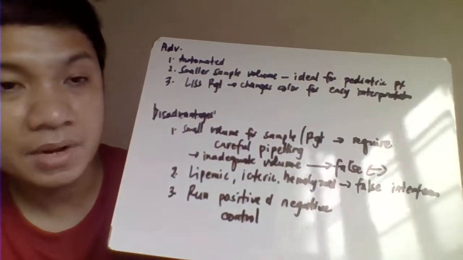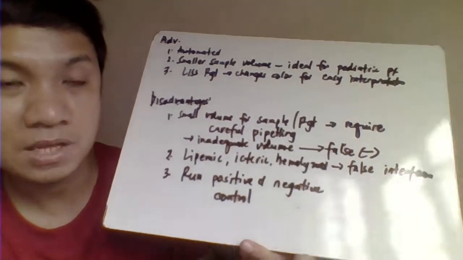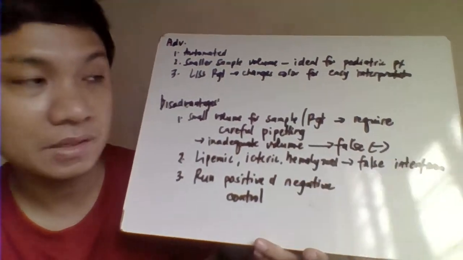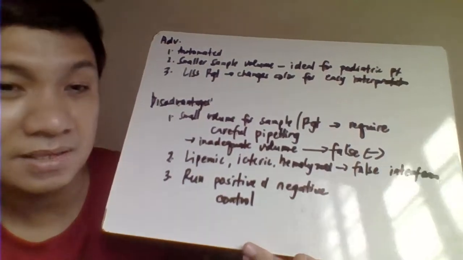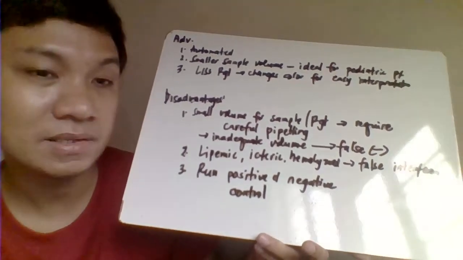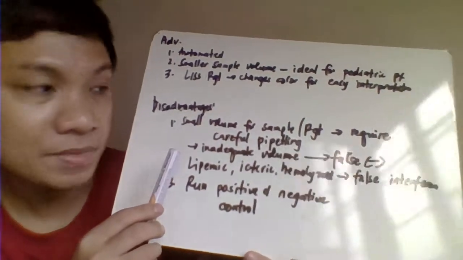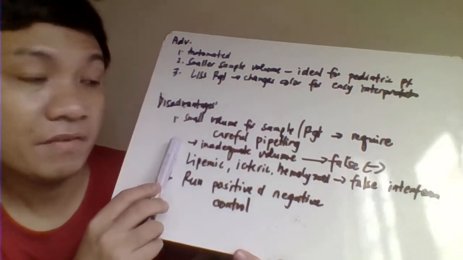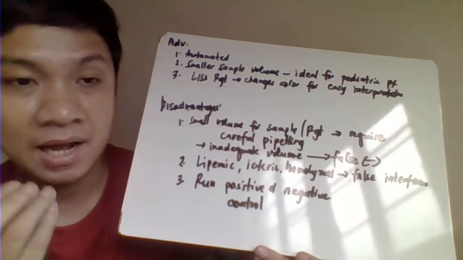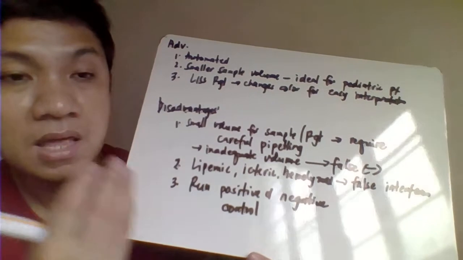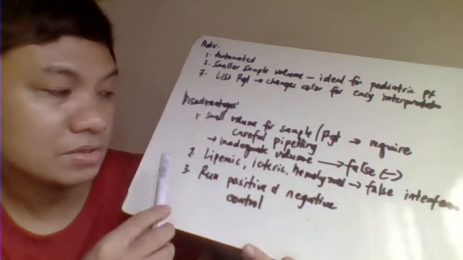Another one, LISS reagent indicator cells natin, nag-change ng color that would allow us easy interpretation of the result. Disadvantages, since microvolume ito, mahirap mag-pipette, just need to be trained. You need to have the skills in performing the pipetting technique. Inadequate volume natin would eventually result in a false negative reaction. So, make sure that you have really pipetted the required or correct na volume. Kasi pag kulang, that results in your false negative reaction.